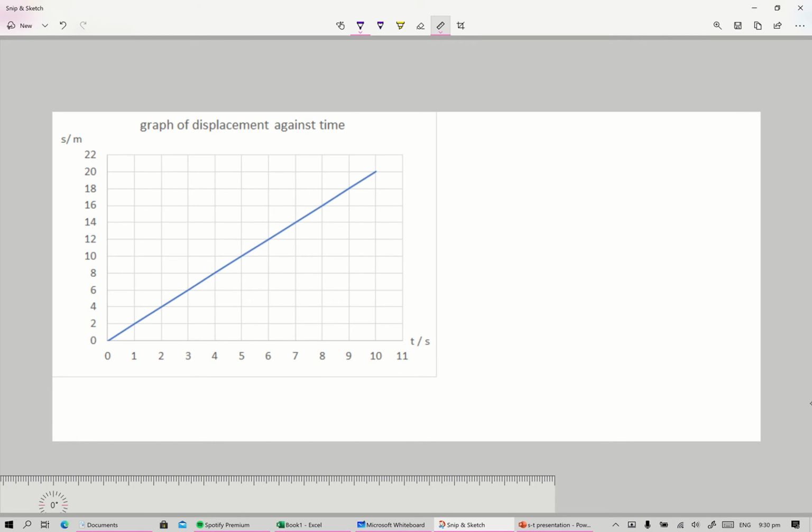Okay, to determine the velocity, this statement I'm writing is a very basic fundamental. So velocity equals gradient of displacement time graph. We call it ST graph. I emphasize again, in the earlier video, letter S stands for displacement. Right, so gradient of displacement time graph.